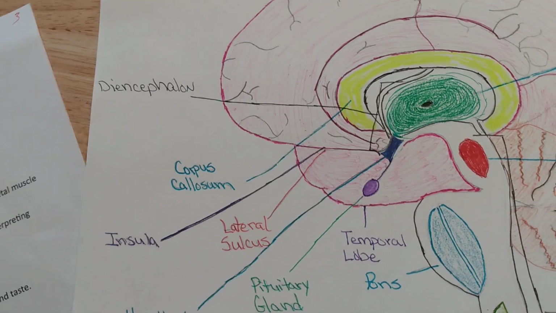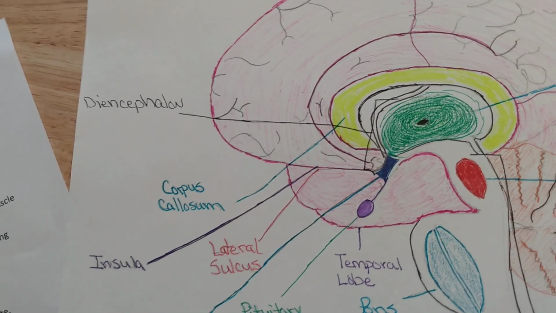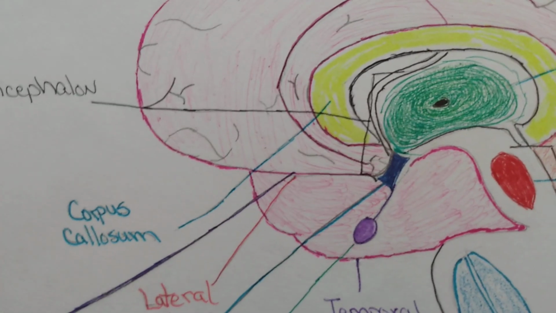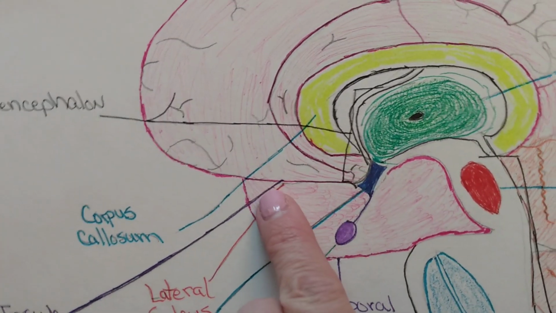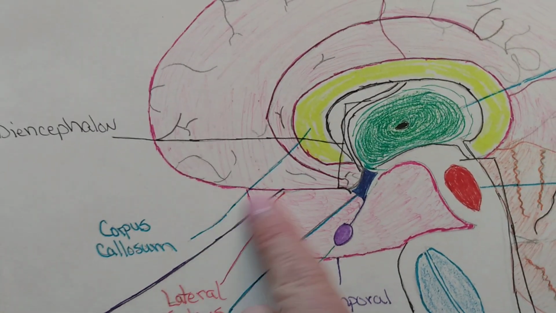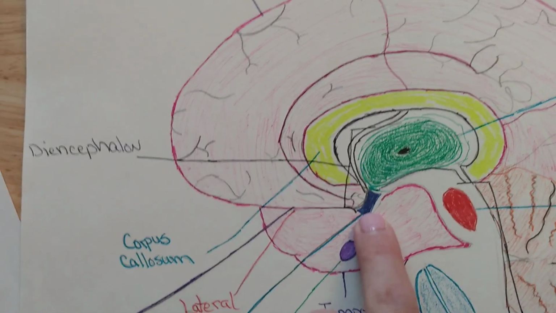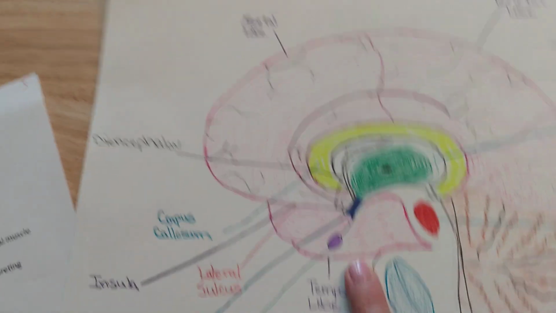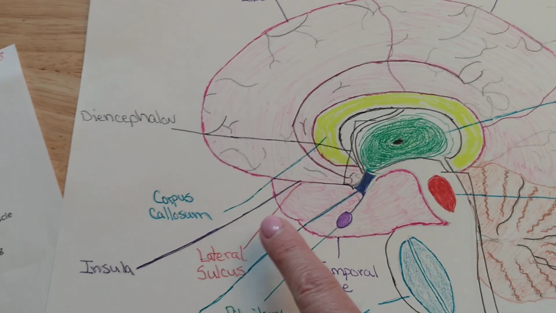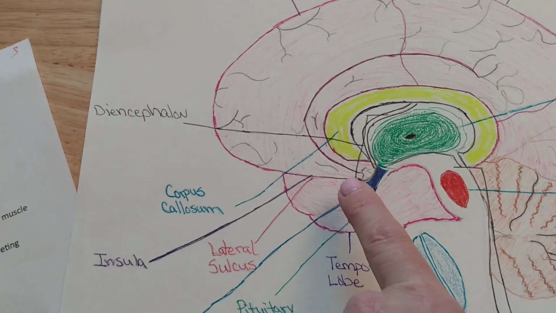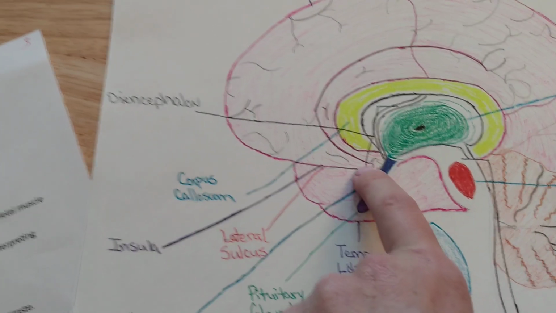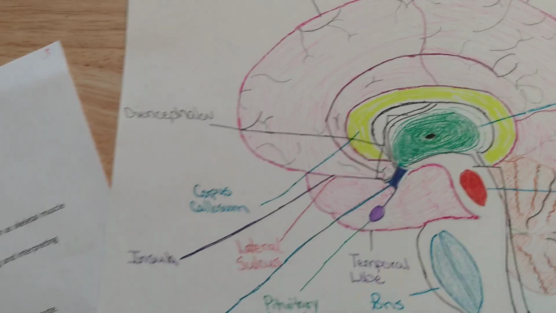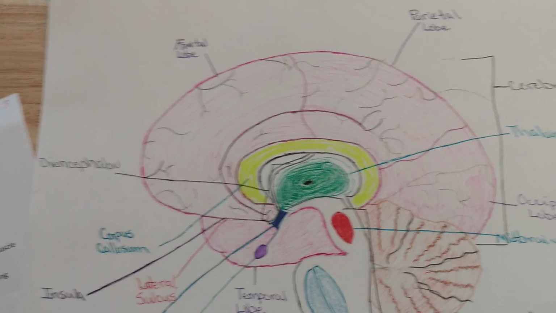It actually would be, the lateral sulcus is right here. The lateral sulcus divides the frontal from the temporal lobe. So the insula is deep within the lateral sulcus area. So those would be the 5 lobes.